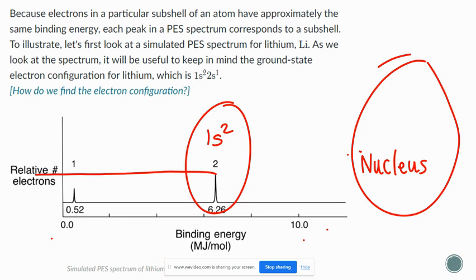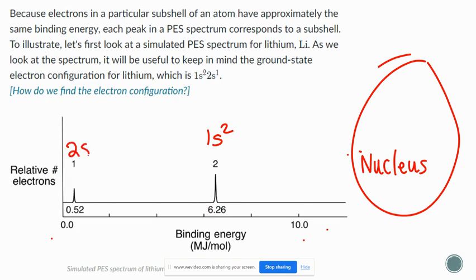See how that works? So after 1s2 comes 2s, and this is where you have to look at your graph. It's 2s.